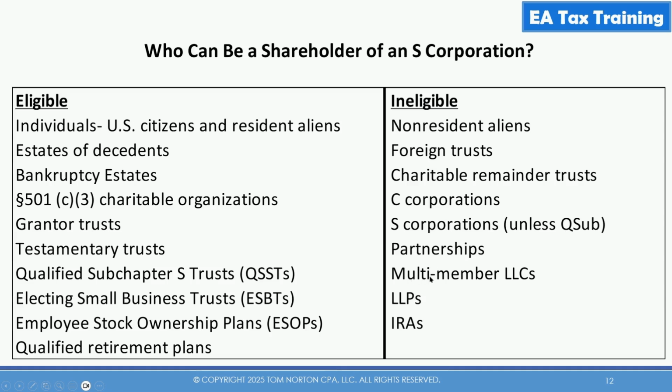Similarly, a multi-member LLC cannot be a shareholder in an S corp. Of course, a multi-member LLC defaults to being taxed as a partnership, and then a limited liability partnership cannot be a shareholder. And then finally, an individual retirement account cannot be a shareholder in an S corp. A qualified retirement plan can, but an IRA cannot.